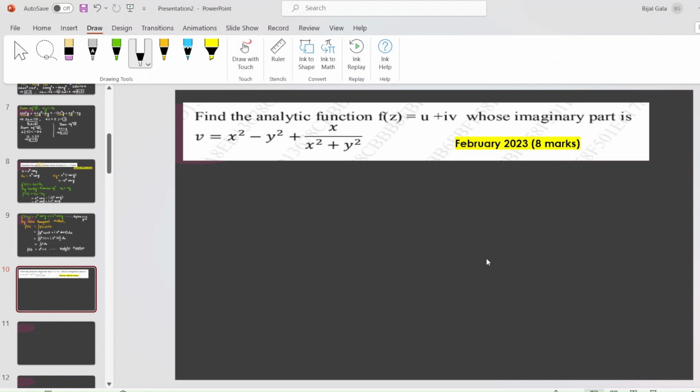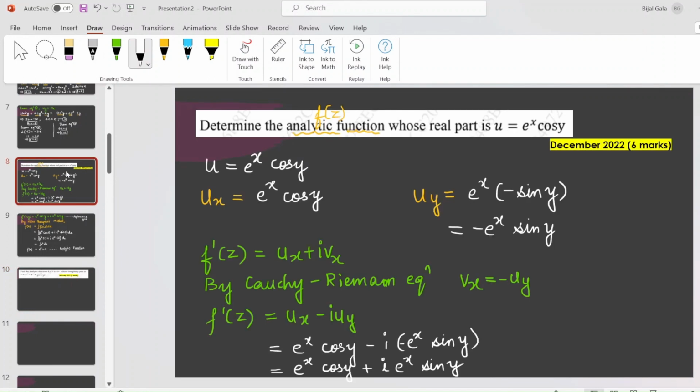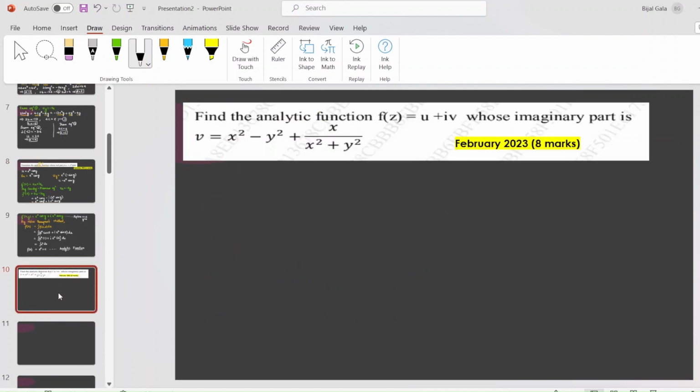Previous question had given you the real part. U was given to you. I can show you the question again. And here v is given to you. So that's the difference in the question. Now see, this was an 8-mark question. The previous one was a 6 marks question. So of course the calculation will be a little longer. Everything else is going to remain the same. The flow chart or the steps are going to remain the same.